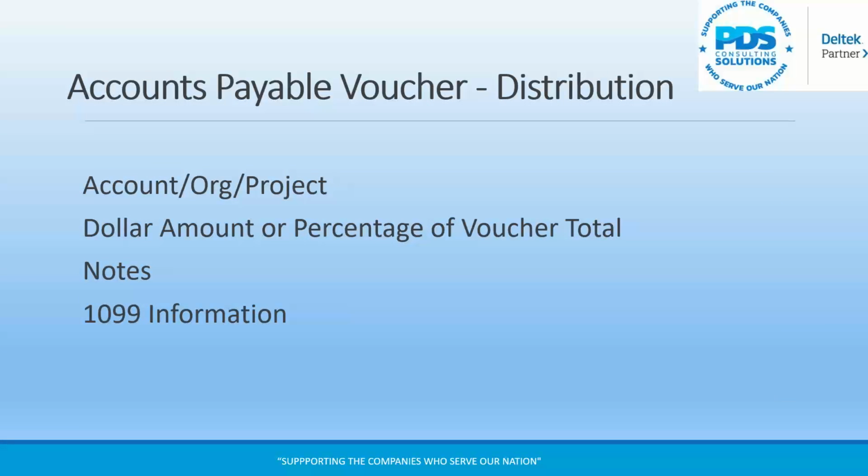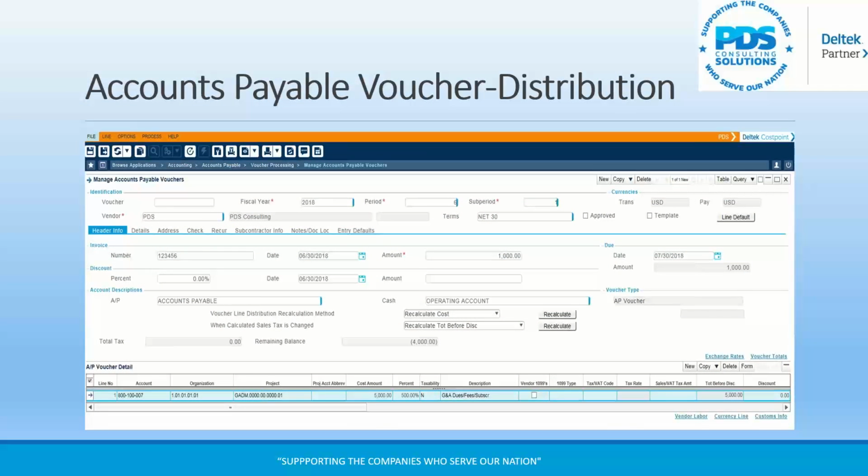So after we've completed the header of the voucher, now it's time to input our voucher distribution. And this is where we identify our account, org, and project, the dollar amount, any notes, and we can update our 1099 information. So we will add a new line, and we will select our general ledger account, our organization, and our project. At that point, we can choose to enter our dollar amount, or we could also enter a percentage of the invoice amount, and the system will calculate the cost amount for us.